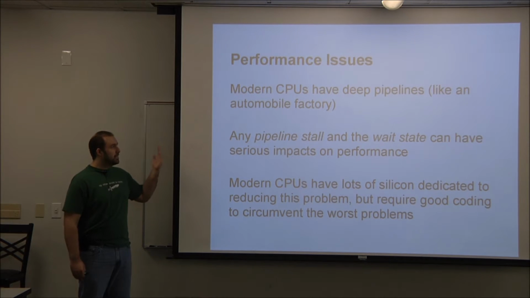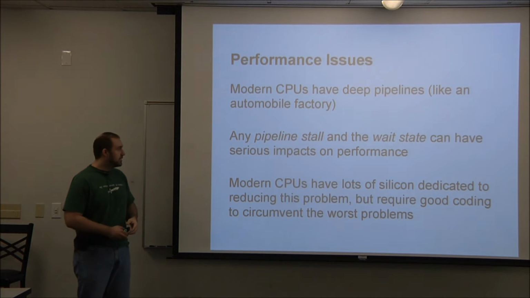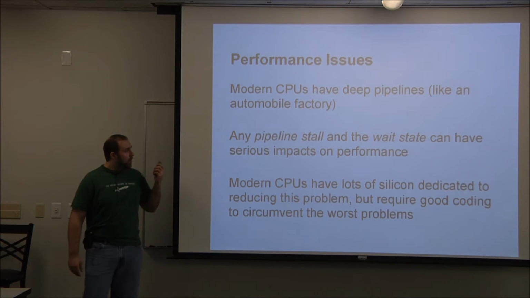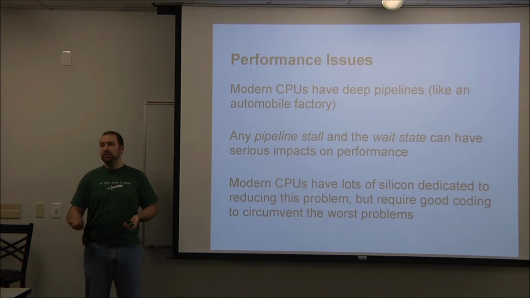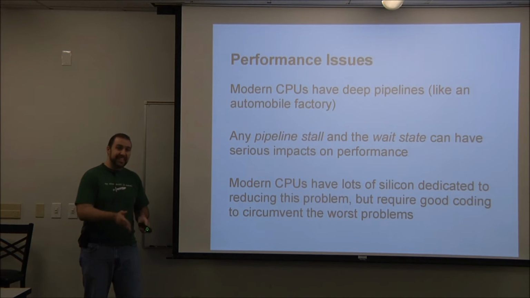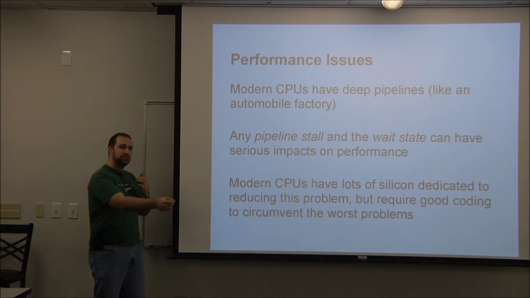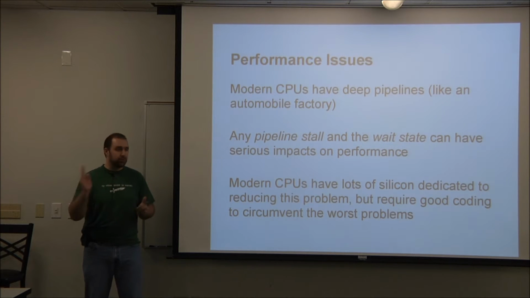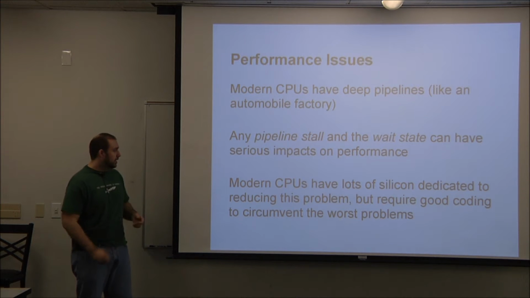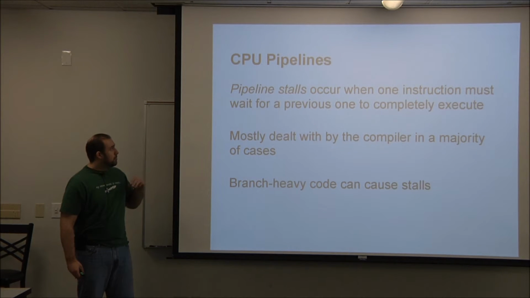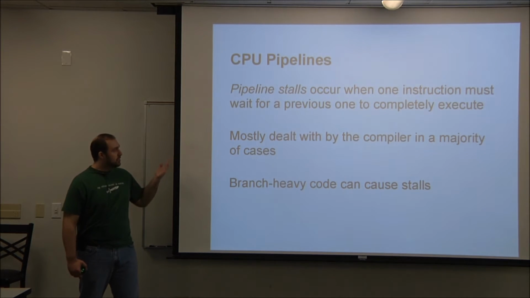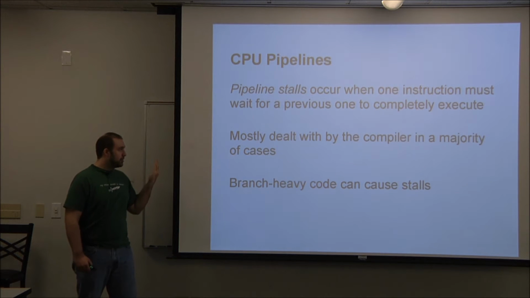Modern CPUs have a deep pipeline. It's kind of like an automobile factory, or if you're familiar with the graphics pipeline, it's the same general concept. A pipeline stall is whenever the pipeline is partially empty. For example, if we have 5 stages in a pipeline and there's nothing in that pipeline because we're waiting for one thing to finish and we can't put the next item in until that first one finishes, that pipeline is going to be empty before we continue on. This is called a pipeline stall, and it hurts performance. Pipeline stalls occur when one instruction must wait for a previous one to complete.